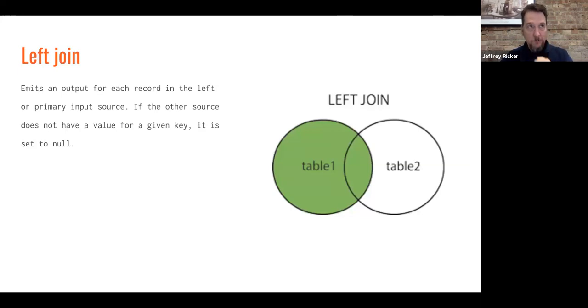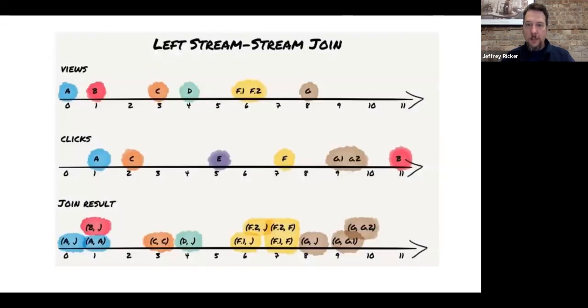So what that would look like. So here, our primary stream is views, and our secondary stream is clicks. So at time 0, an event A comes on views, so we emit A and null. And at time 1, a B arrives on our primary stream, but no B has come on our click stream. So we emit B null, but an A has arrived. So now we can join that with the previous A value. So now we emit AA.